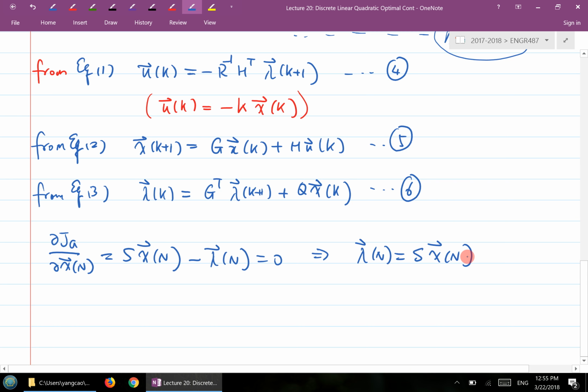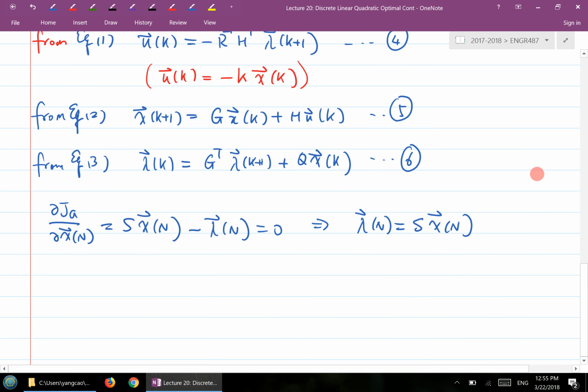So that's the result when you take the partial derivative of this cost function with respect to the last state vector x of n. This is what we get. This is a very important result here. We rely on these results. So let's take a more in-depth look at this one.